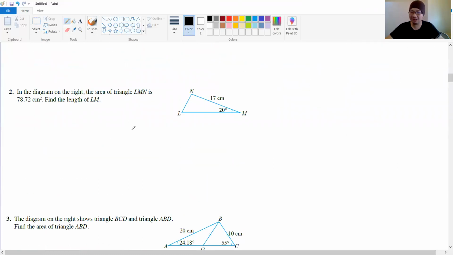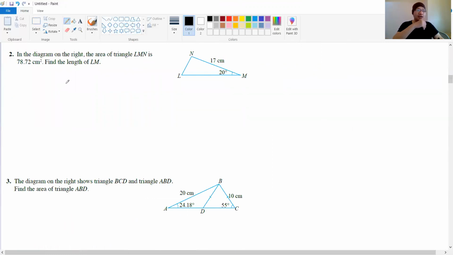Okay, number 2, you need to do for CBN. What we have? Find the length of LM. Let's say I label it as x. The area is given, 78.72. I circle here. To find x, the area is already given, so very easy. Straight away apply the formula: 1 over 2 times 70 times x times sine 20, the angle, equals 78.72.